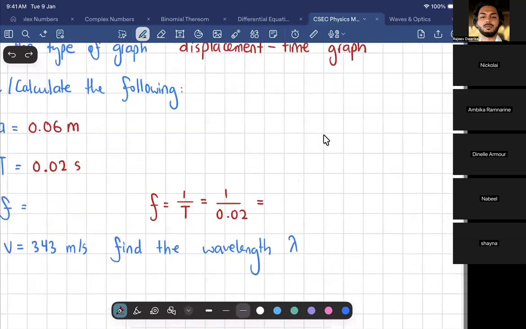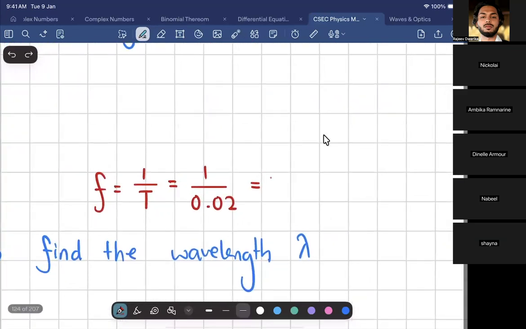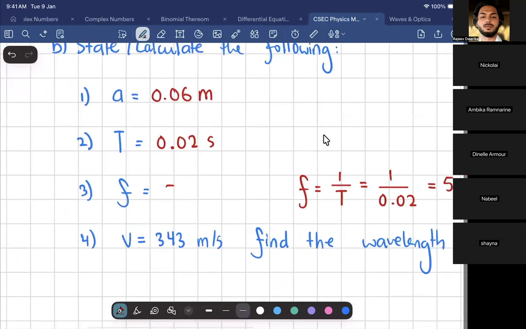Right. Yeah. So 1 over 0.02 equals 50. Yeah. Okay, so that's your frequency, 50 hertz.